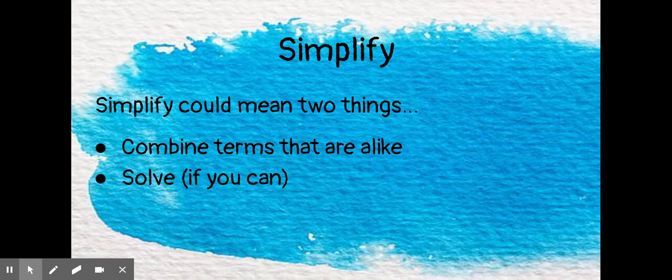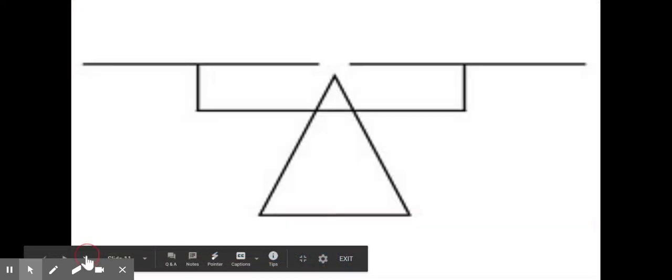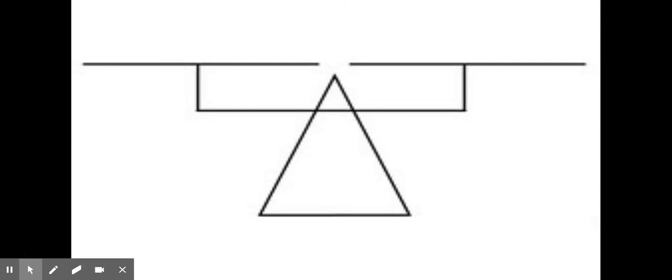We've already seen examples of those, right? Our expressions that we've looked at, we were not able to solve. There wasn't enough information. But sometimes there is enough information for you to solve or simplify. So again, simplify could mean two things. And then like terms, I'll give you some examples of what I mean so that you can understand.